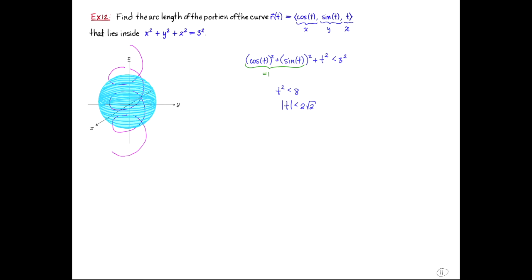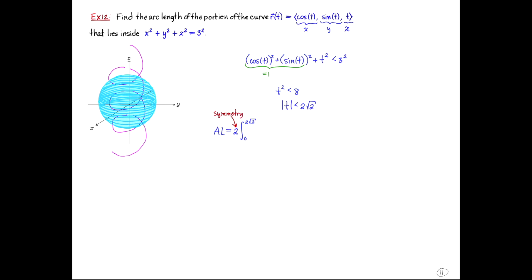But both the sphere and the curve r of t are symmetric. So instead, we can say the arc length is equal to 2 times the integral from 0 to 2 times the square root of 2. Anytime you're using symmetry, you must note it.